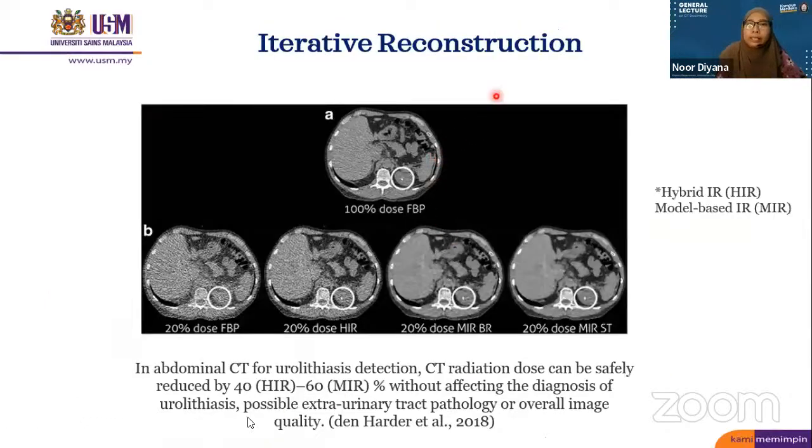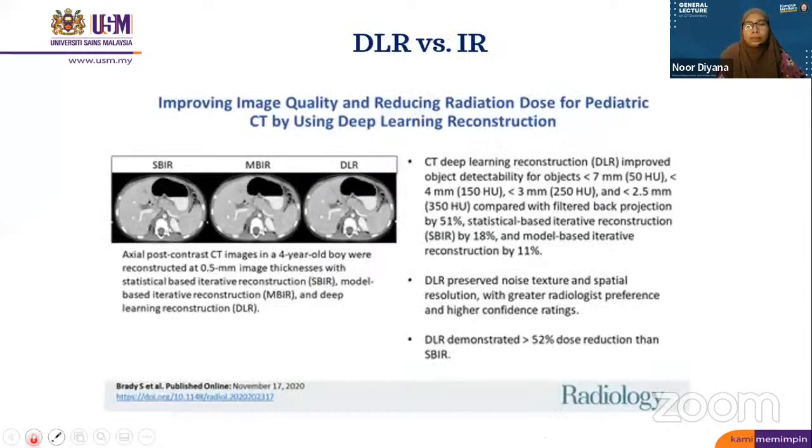And then iterative reconstruction. In this study, it compares HIR and MIR. As you can see, using HIR, it can reduce dose by about 20%. But using MIR, it also reduces dose, and the image quality is better. So iterative reconstruction can also reduce dose to the patient.